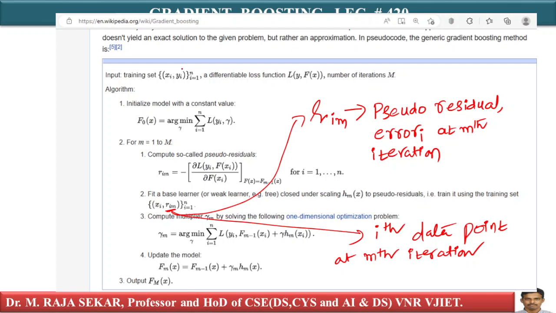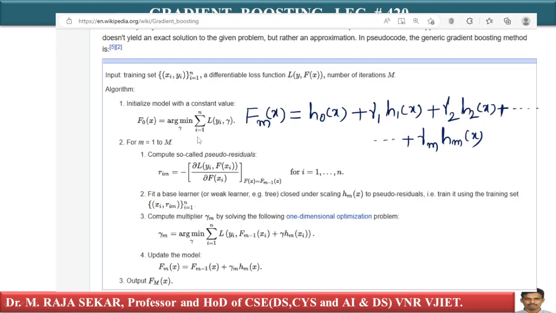When you are trying to build the mth model, of course, I can fit any base learner. One good example is trees. We will see what types of trees actually work well here in the latter part of this lecture. So once you learn the base learner, what is your next question? What is your final model? Your final model fm of x is equal to h naught of x plus gamma 1 h1 of x plus gamma 2 h2 of x plus and so on, gamma m hm of x.